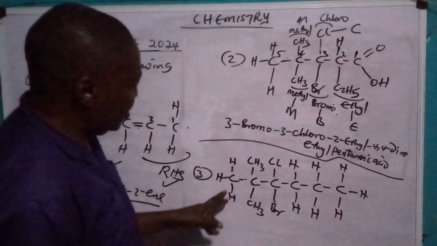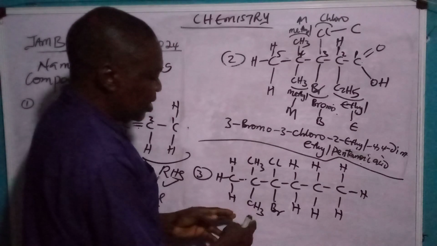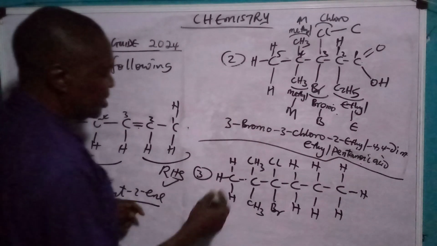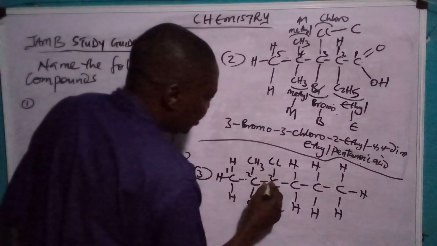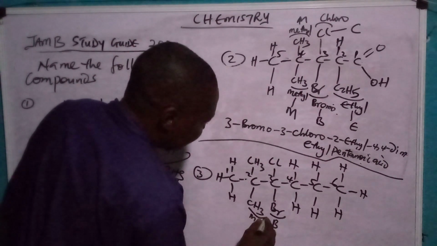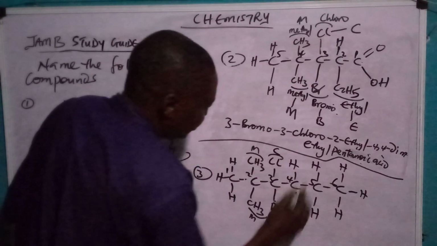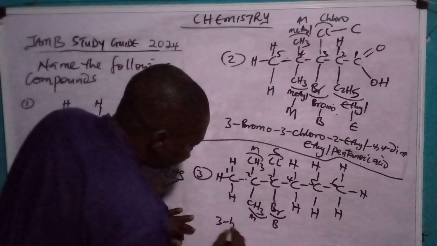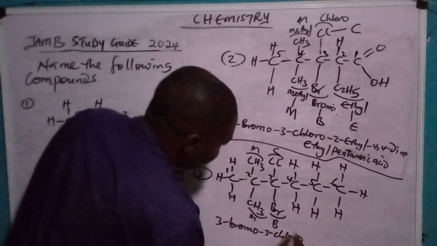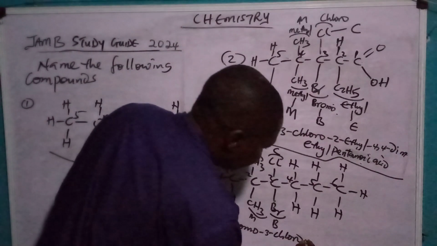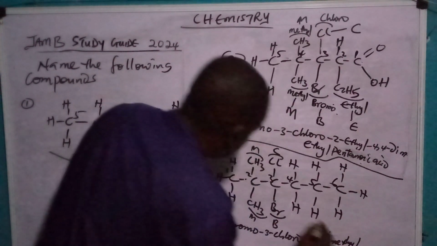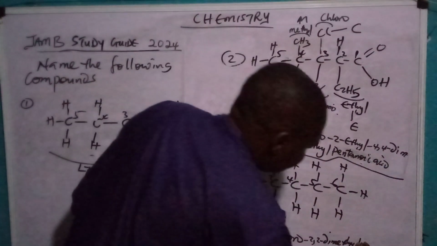Then you have the last one. You look at it again. The substituents: start counting from the carbon atom nearest to the branching. All these branchings are not long enough, so we start counting from the left-hand side. 1, 2, 3, 4, 5, 6. This one here, you have bromo, B, methyl, M, methyl again, M, chloro, C. So you have 3-chloro, 2-dimethyl, hexane.